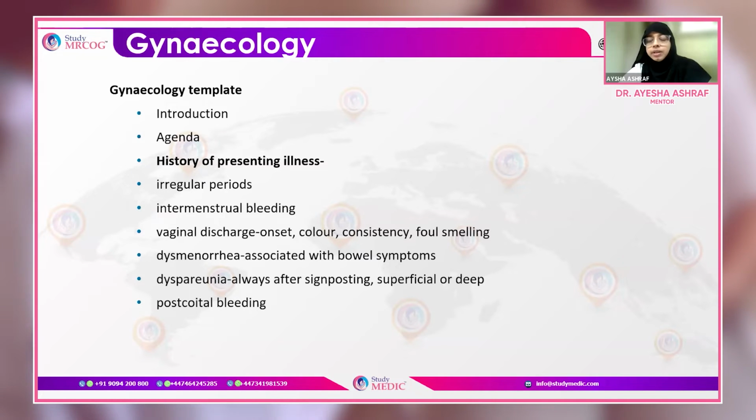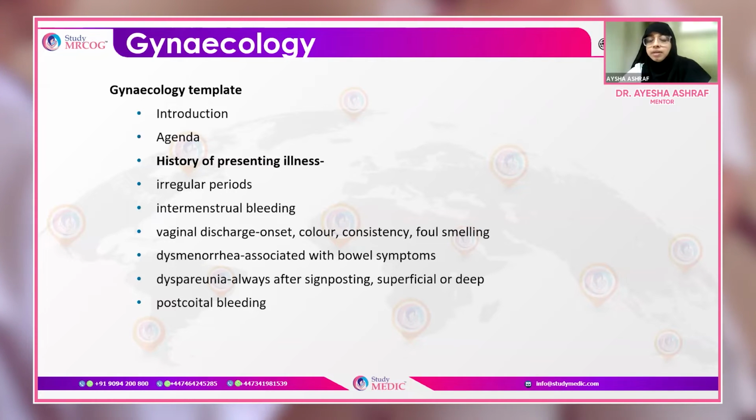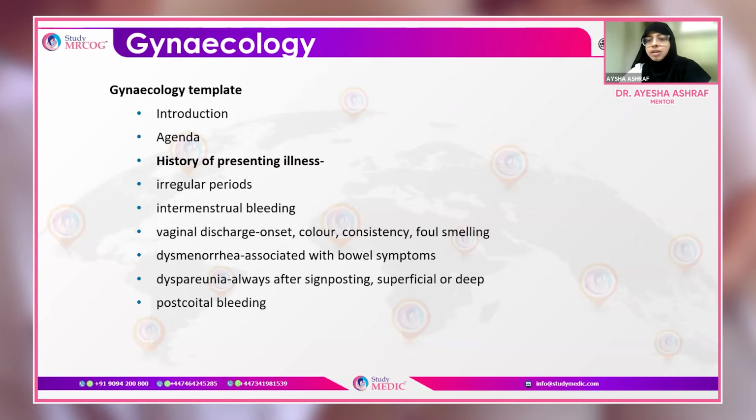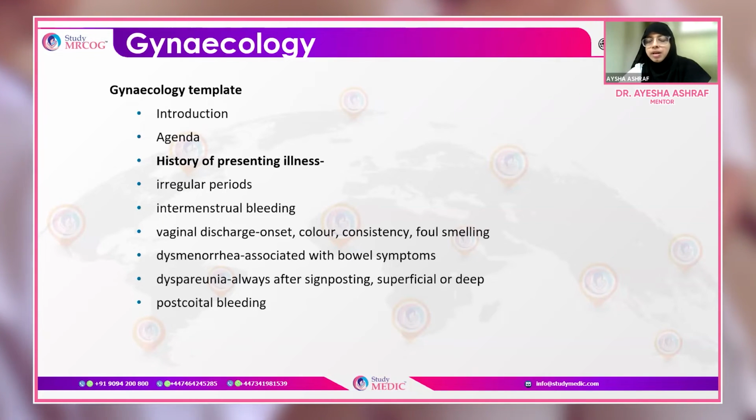Dysmenorrhea, whether it is associated with bowel symptoms, urinary symptoms, whether the symptoms are seen in the family. Usually endometriosis is a condition that can run in families. Sexual history, always ask after signposting.